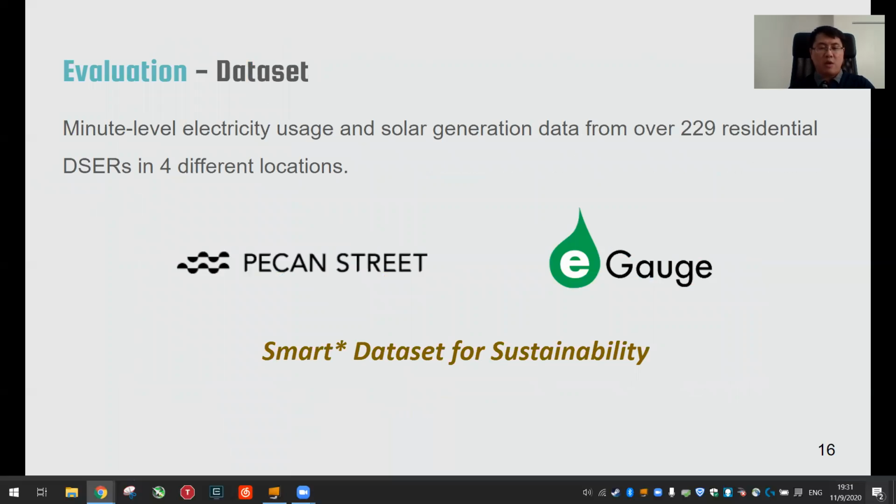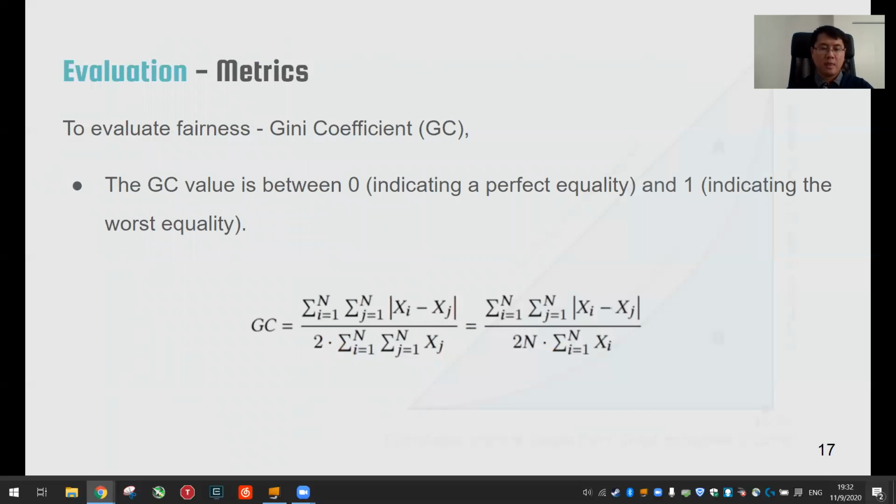So to evaluate our SolarTrader system, we prepare multiple datasets, such as Pecan Street, which is a data collection company. We also get some data from eGauge, and we also collaborate with the UMass SmartStar dataset. For our evaluation metric, we use the Gini coefficient to evaluate fairness, where lower is better. 0 means perfect equality, and 1 means the worst inequality.